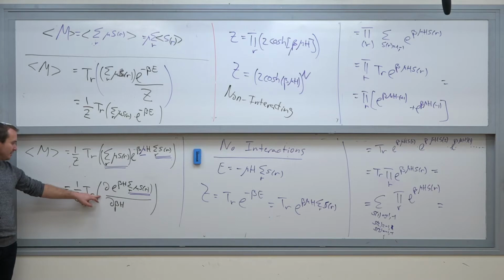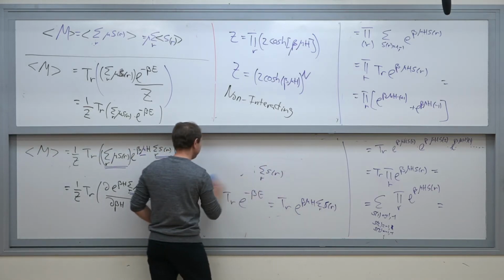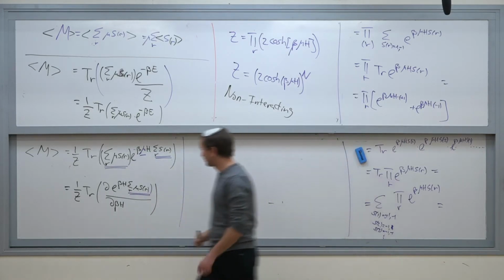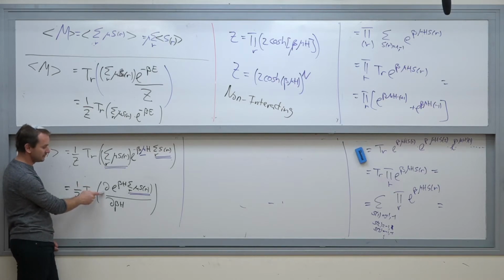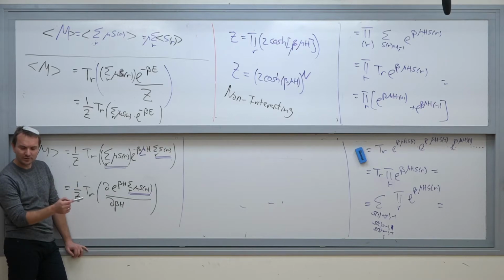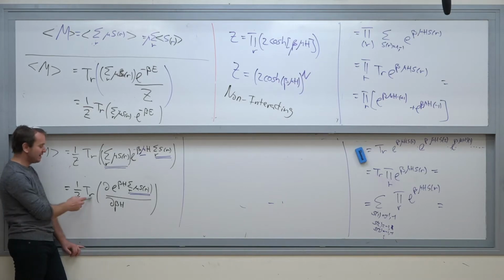Okay. Now I'm doing the following. So this is a trace of a derivative. But the trace is with respect to what? It's just a summation. It's a finite summation, a big summation. I sum over all the possible states, but it's a finite sum. And here I have a derivative. So I can take the derivative out of the sum.